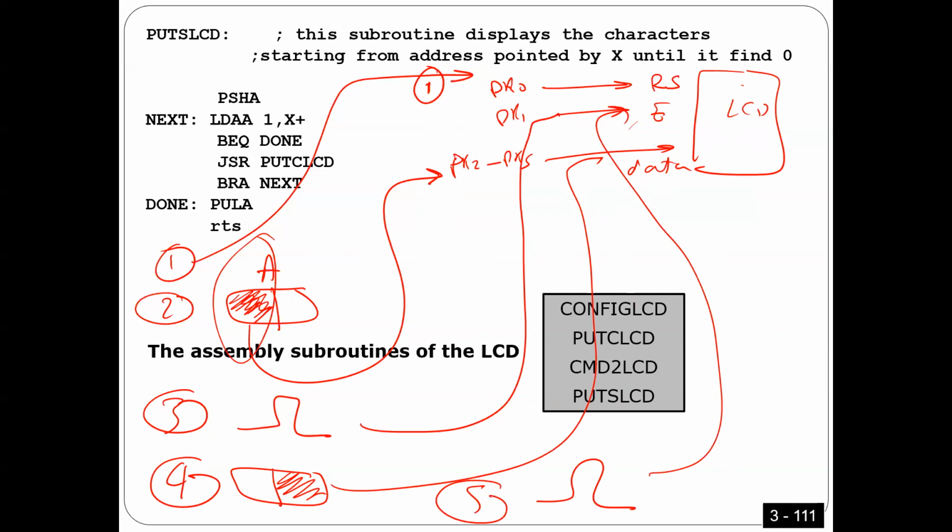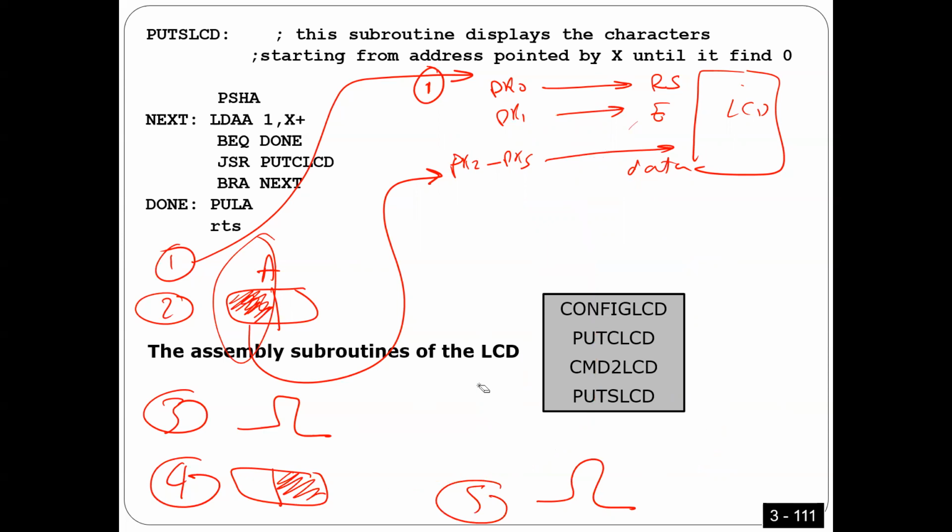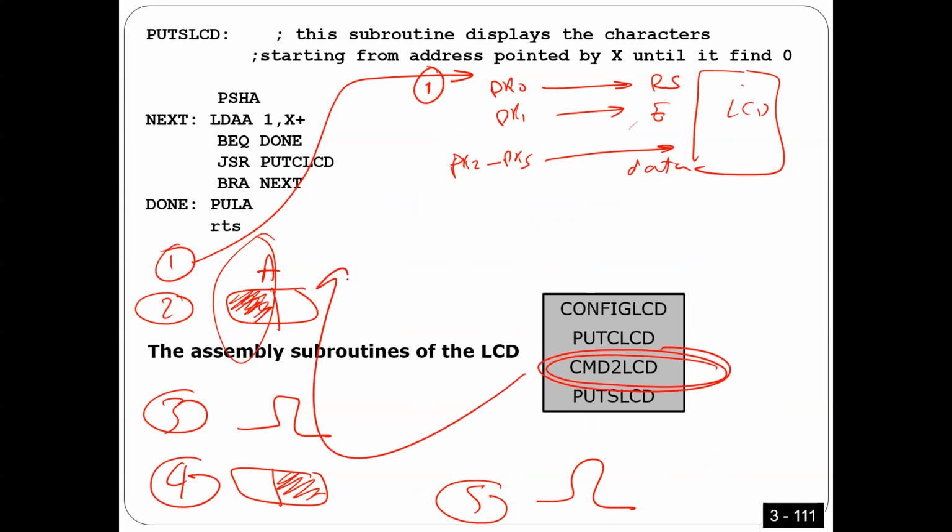Number 1, I have to make sure I put 1 here. Then I have to put the most significant 4 bits here and then generate a pulse here. Now I finished. I sent the 4. I'm going to repeat again, but I'm going to send this 4. Is that okay? By the way, when I come to command to LCD, I'm going to repeat everything.